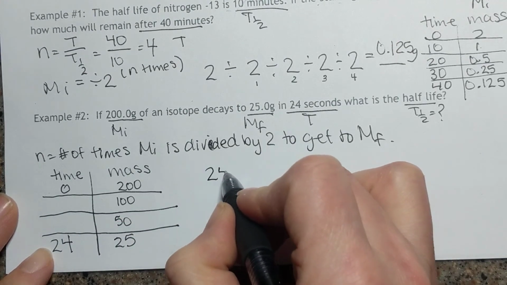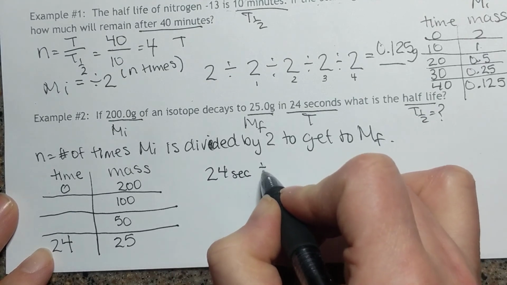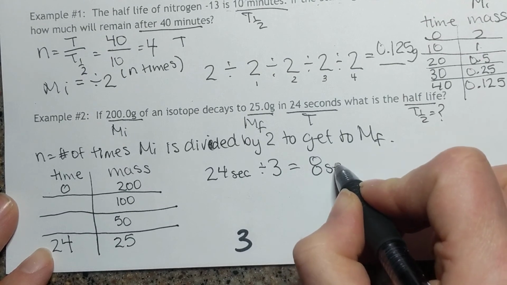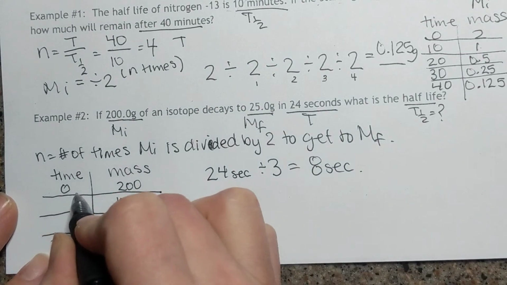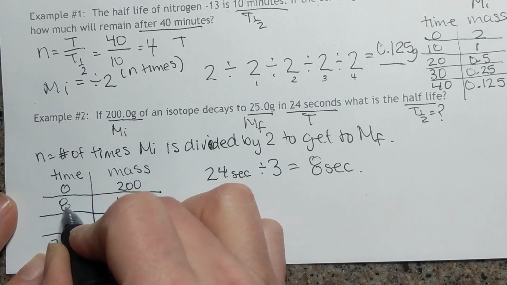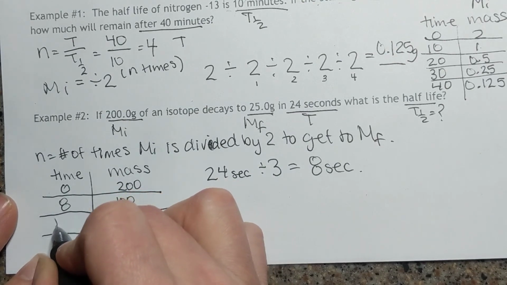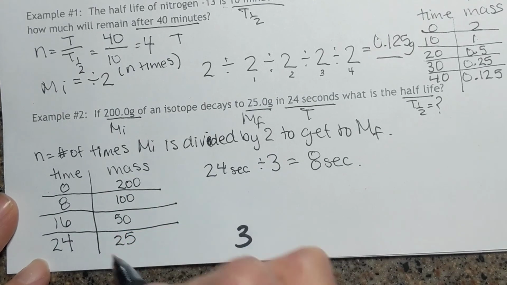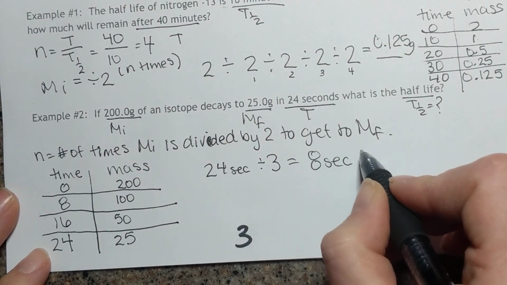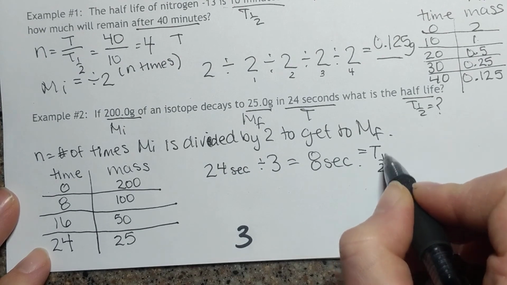So 24 seconds divided by my 3 half-lives means that each half-life must have taken 8 seconds. So my time was 8 seconds. Then after another 8 seconds, I'm at 16 seconds, and another 8 seconds at 24 seconds. So this tells me that my half-life time is 8 seconds.